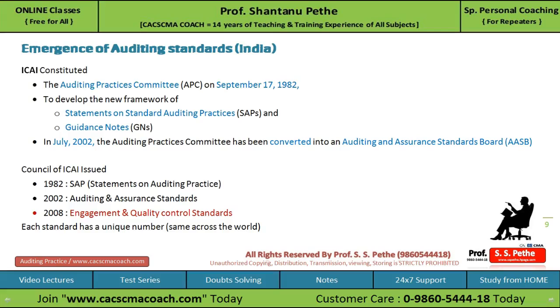For example, auditing standard number 500 is prescribed for collecting audit evidence. So audit evidence के लिए 500 standard लगेगा. So this standard will be applicable throughout the world. The same standard 500 for audit evidence will be applicable throughout the world.